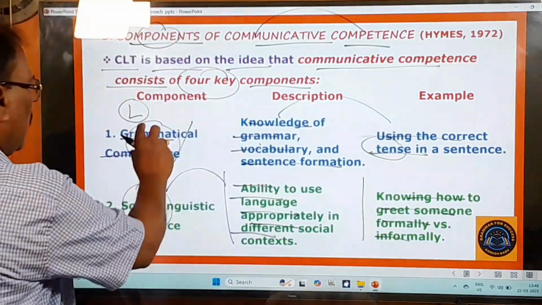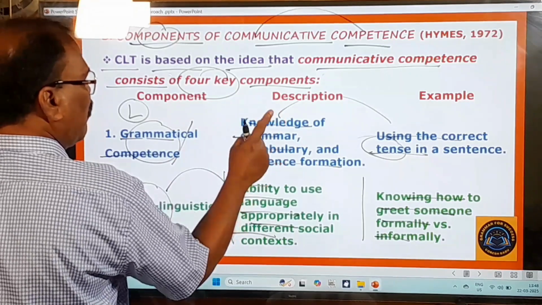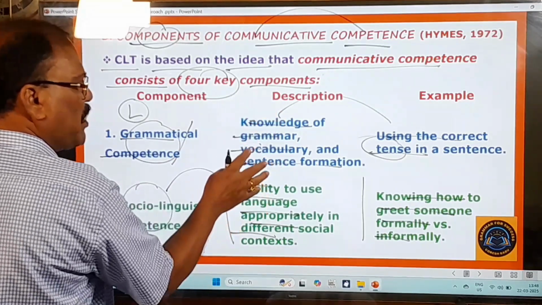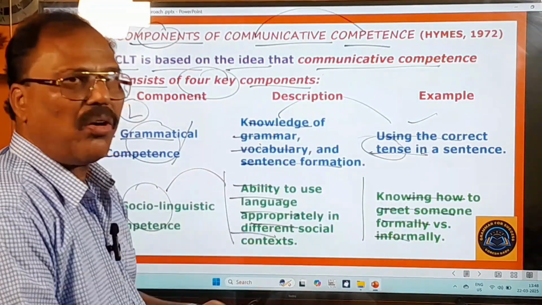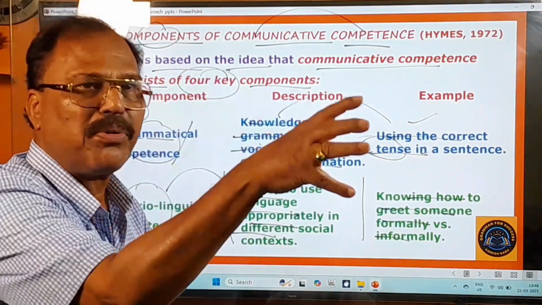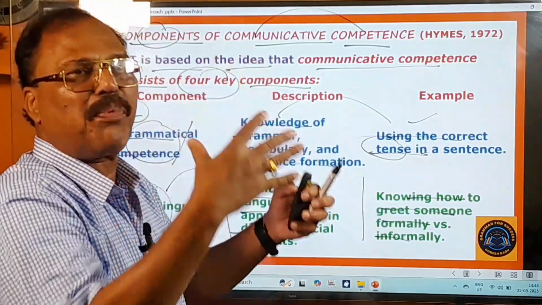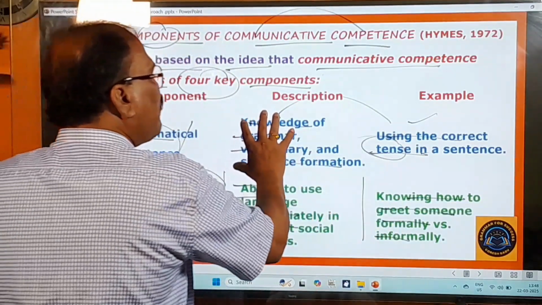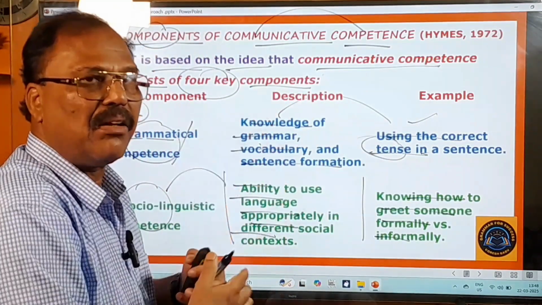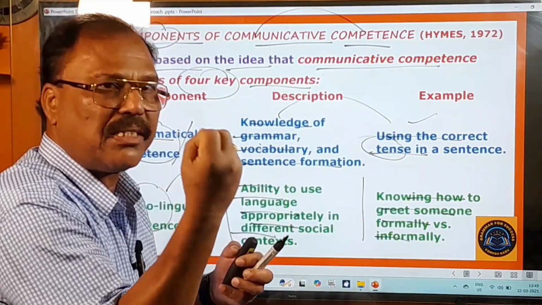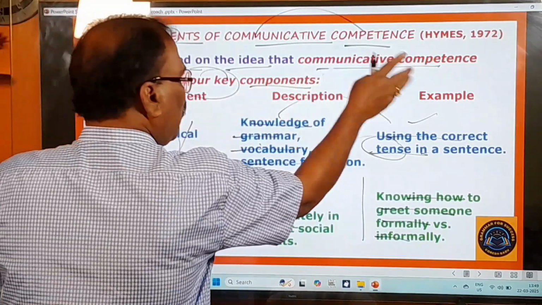And if this competence offers the students the knowledge of grammar, vocabulary, sentence formation, then what happens? They can make correct sentences, because grammar gives them the knowledge of tenses, use of prepositions, articles, adverbs, nouns, pronouns, and so on. So it gives them all this knowledge, and that's why they will be in the position of making correct sentences. These are the two components that are there in the communicative competence.